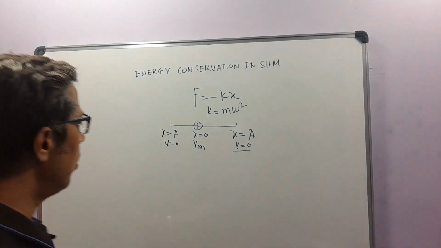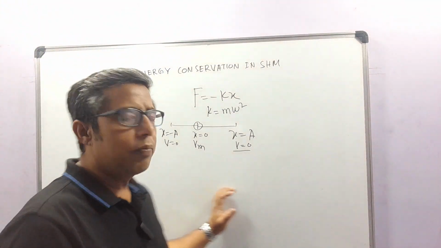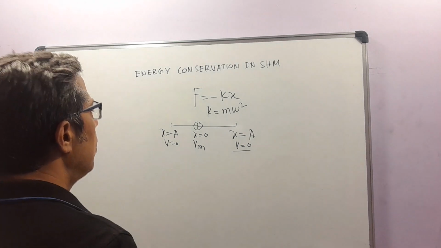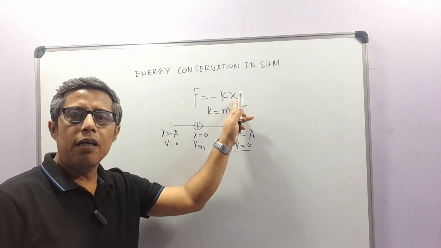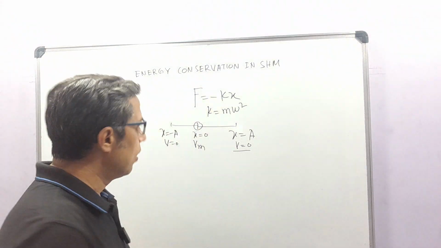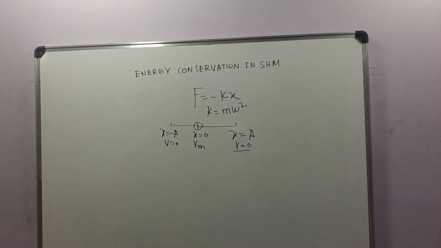Okay, so let's go and prove that, and we will take the example of a spring at the end, so that it will help you. So x is the displacement of the particle and F is the restoring force. Fine. So this is the equation of simple harmonic motion.